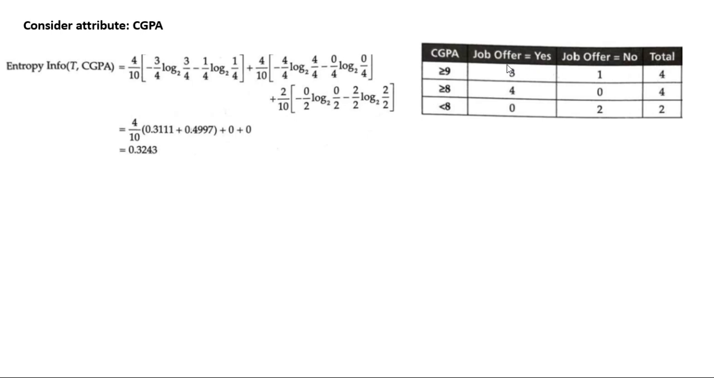First is entropy information for this attribute. Entropy information for this attribute is I(T, CGPA). First you write for the first row, this is the quantity for greater than or equal to 9. This is for greater than or equal to 8. This is less than 8.